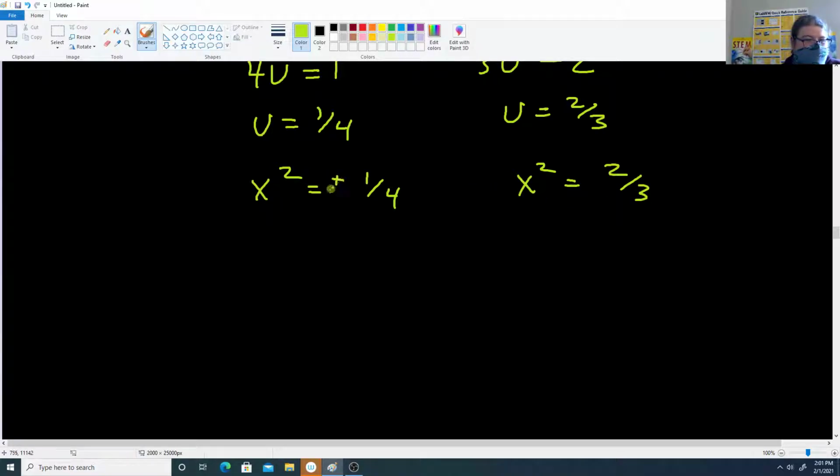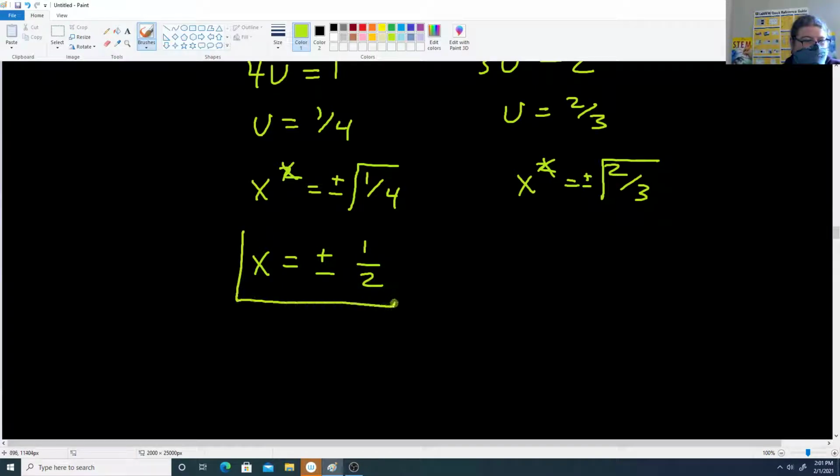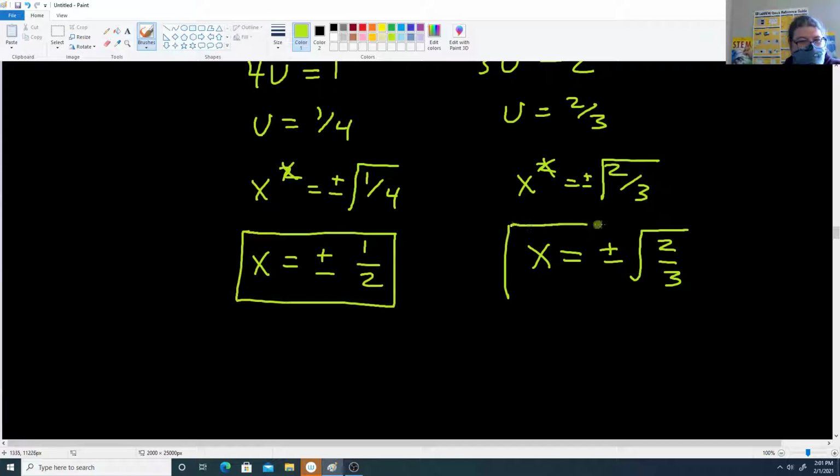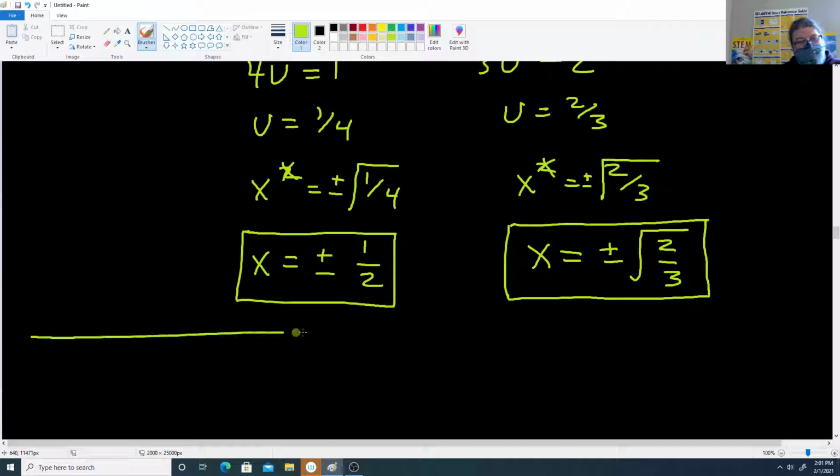To get rid of the square, we take plus or minus the square root. So I get x is plus or minus, square root of 1 is 1, square root of 4 is 2. And over here, I get x is plus or minus the square root of 2/3. All right, so that wraps up that section. So we'll stop there.